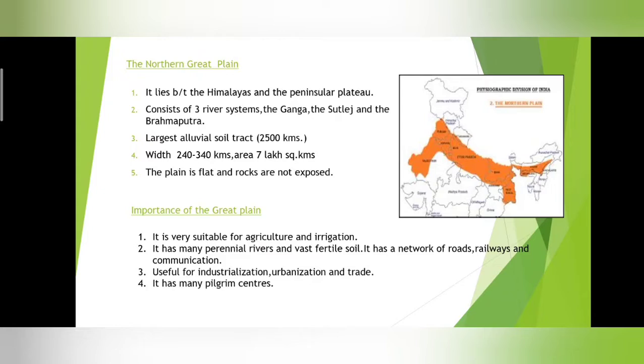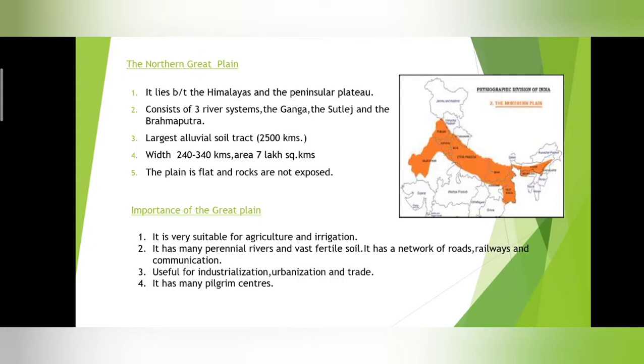In the northern Great Plain, there are three important river systems of North India: the Ganga, the Satluj and the Brahmaputra. So how is the northern Great Plain formed? It is formed by the deposition of alluvial soil which is brought down by these river systems, the Ganga, the Satluj, the Brahmaputra. So the northern plain is formed by alluvial soil. That is why this is called the largest alluvial soil tract.